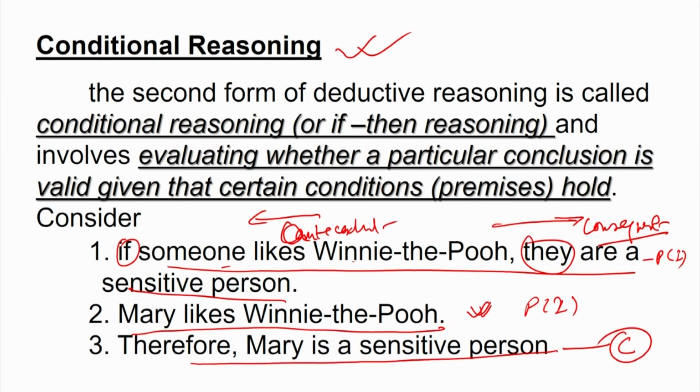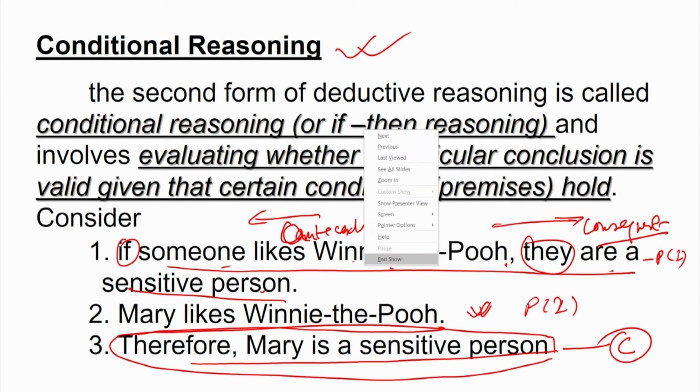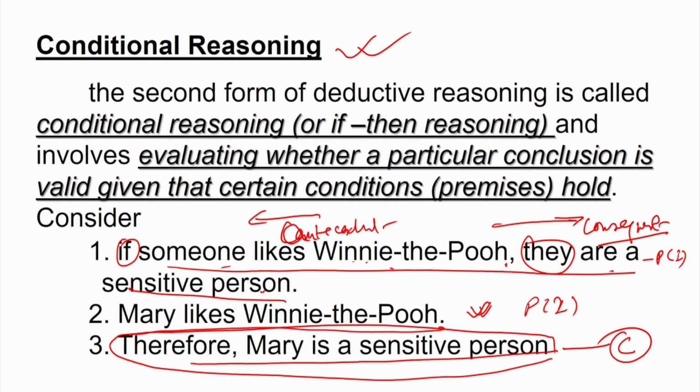What do you think? What you would realize is that this kind of conclusion is true, because someone liking Winnie the Pooh is a sensitive person. Mary likes Winnie the Pooh, so she has to be sensitive, because most people who like Winnie the Pooh are sensitive persons. And so, this kind of reasoning is called conditional reasoning.